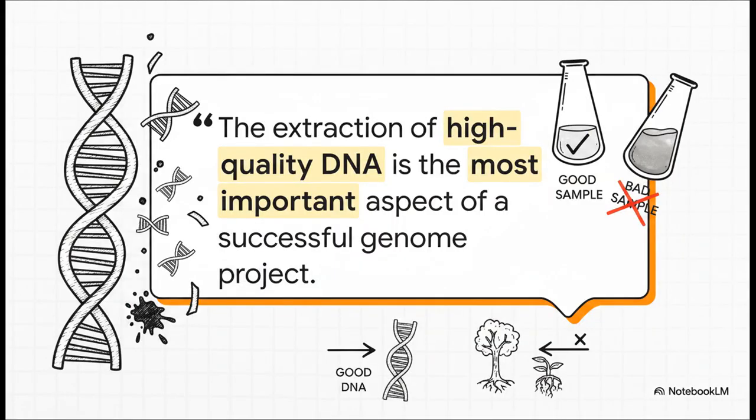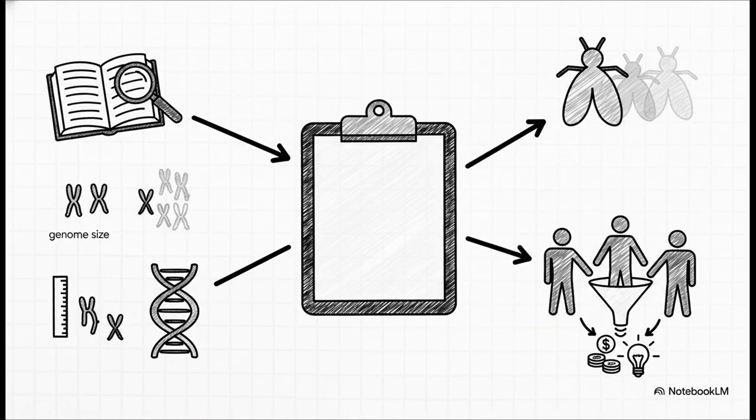You know, what's funny is that you can have the fanciest machines and the cleverest software in the world, but none of it can save a bad sample. The success of the entire project, and I mean all of it, hinges on getting really clean, high molecular weight DNA. That means no contaminants and, crucially, making sure the DNA strands are long and not broken into tiny bits. It's the absolute golden rule of genomics. Garbage in, garbage out.